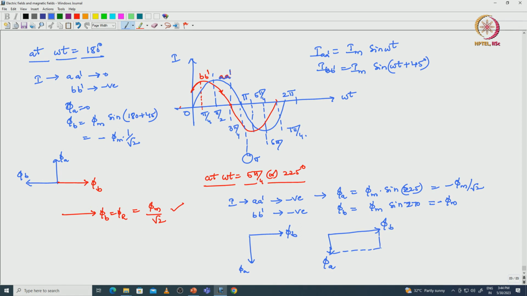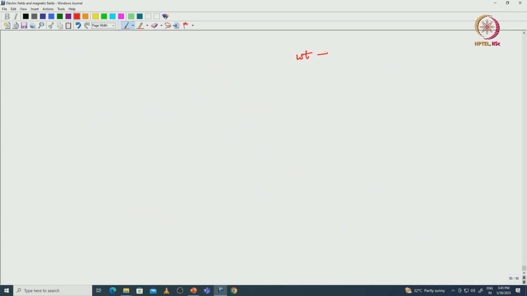The resultant vector is lying in this direction, phi r. This phi r magnitude will be the square root of phi m square plus phi m square by 2. Just take the square and then the square root of those two terms, and phi m into the square root of 3 by 2 will come. So the resultant flux vector magnitudes are summarized for omega t equals 135 degrees, 180 and 225.